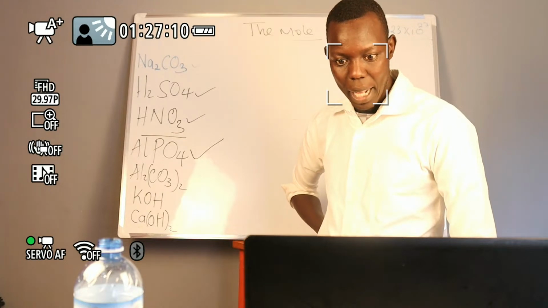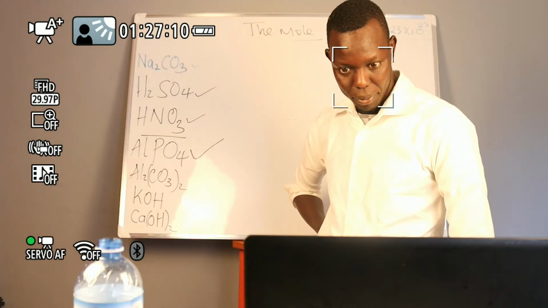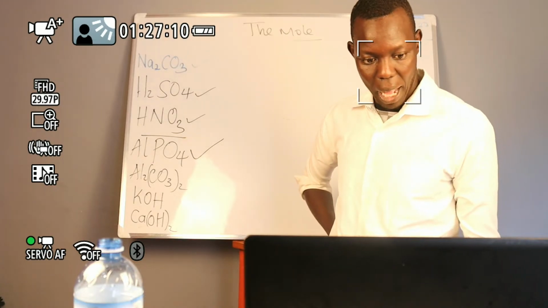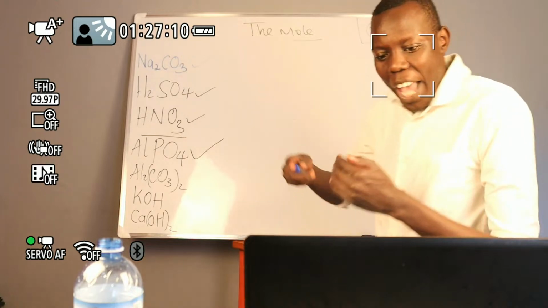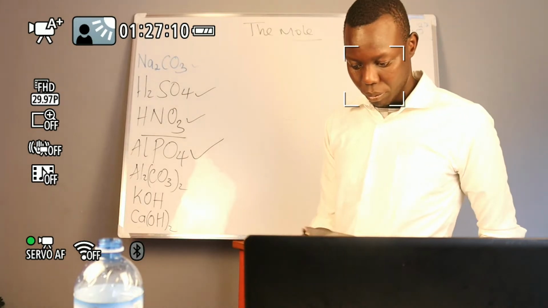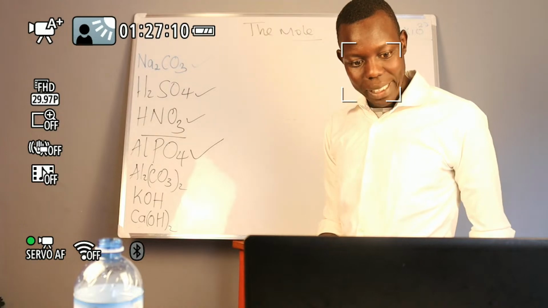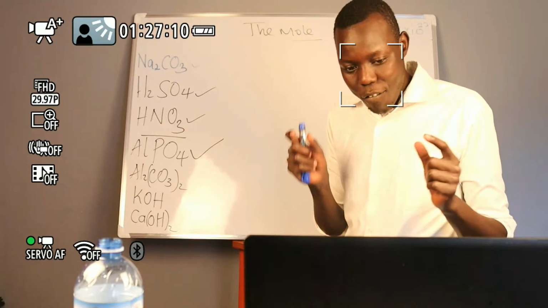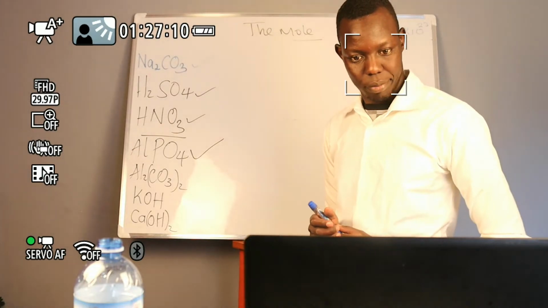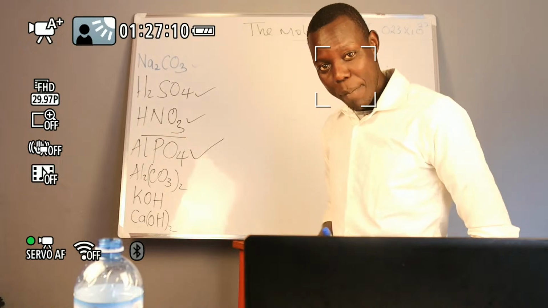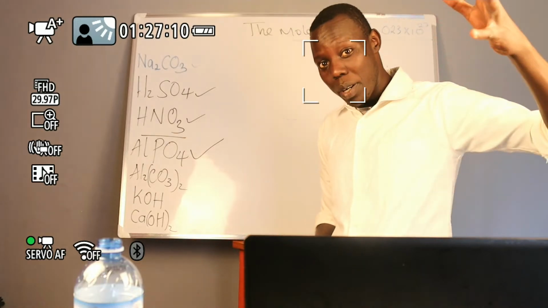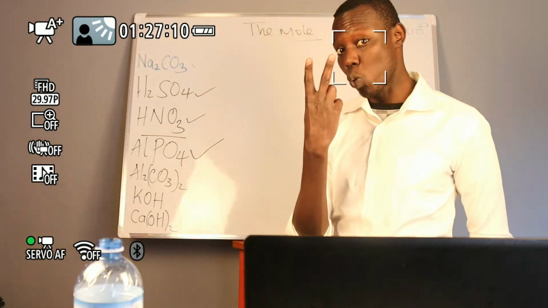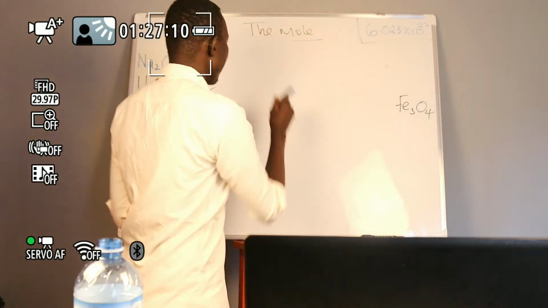Haya, nataka tuanze na iron 2 oxide. So when I say iron 2, I mean let iron take a valency of 2. When I say iron 3, I mean let iron assume the valency of 3, but the valency of oxygen remains to be 2.